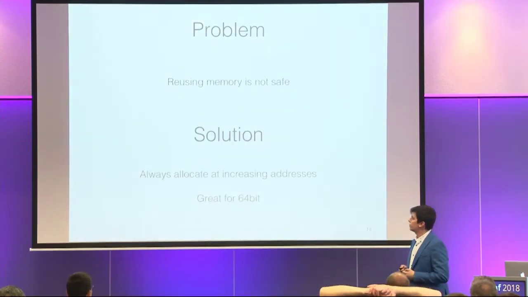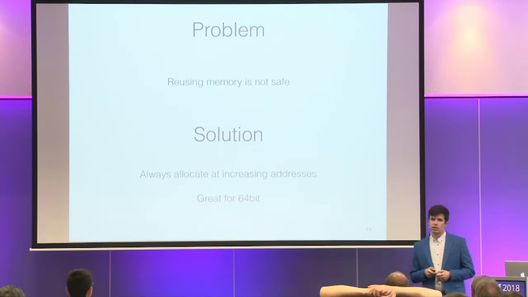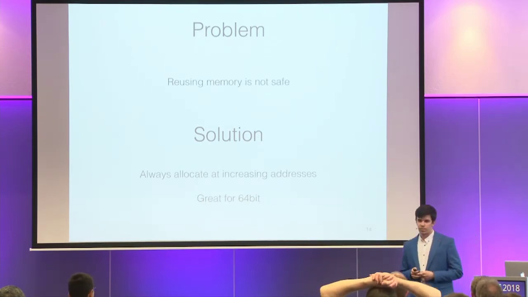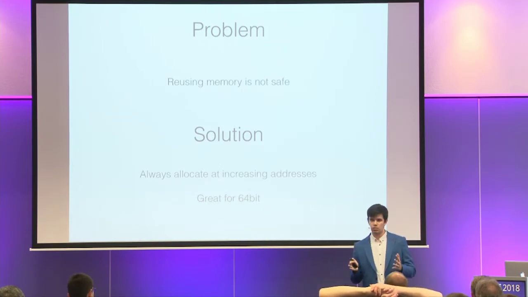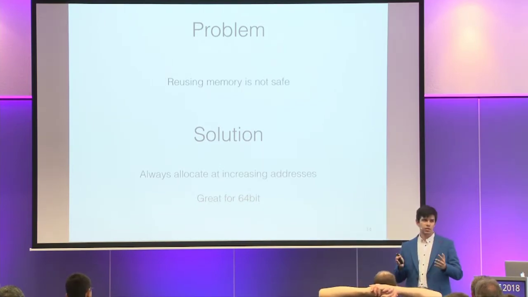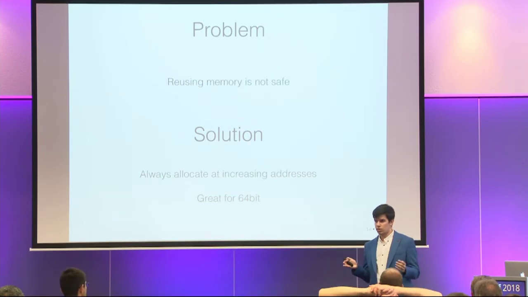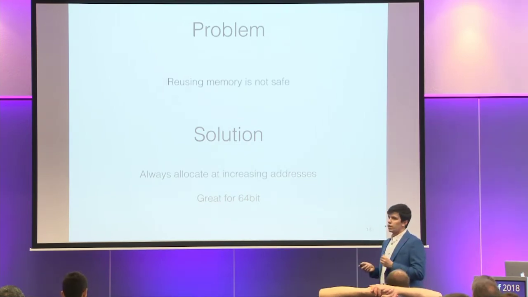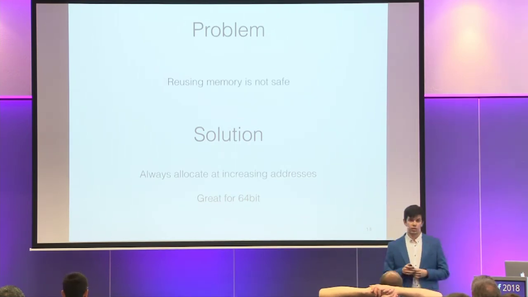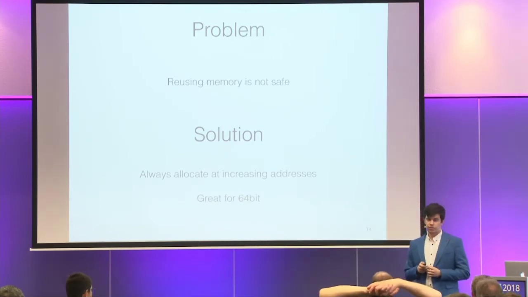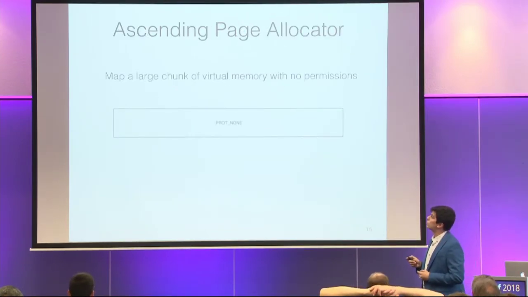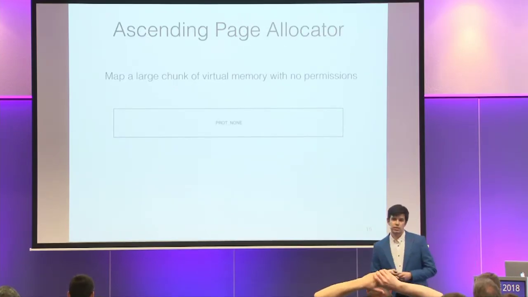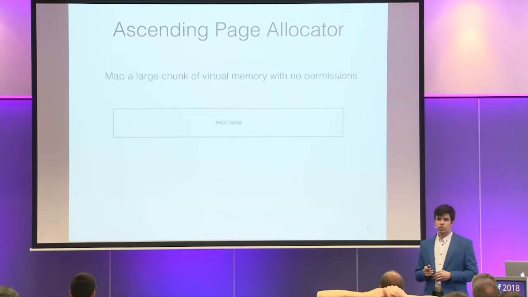One idea is to always allocate at increasing addresses. For 64-bit systems, this is great. On 64-bit systems, the address space is virtually inexhaustible. This may or may not work on 32 bits, but I'm going to focus here on 64-bit. So I recently added to the allocator modules the ascending page allocator, which does exactly this.